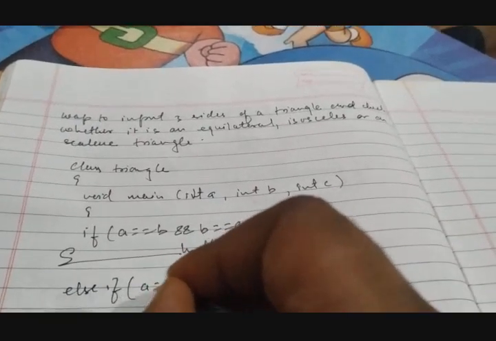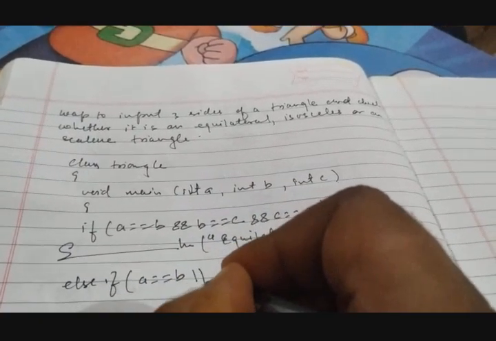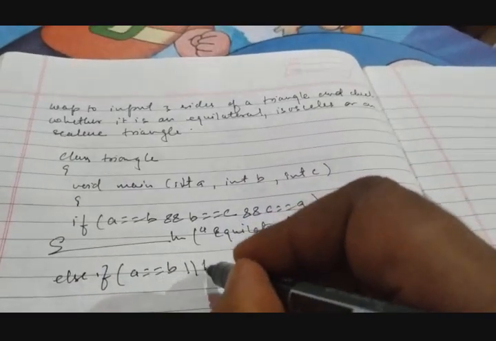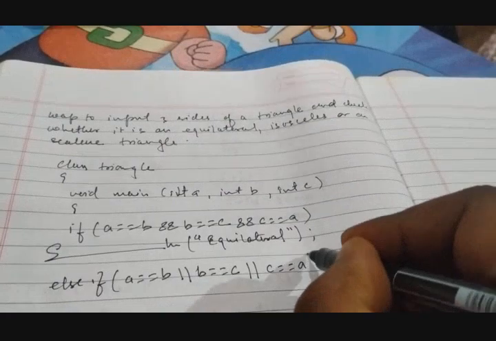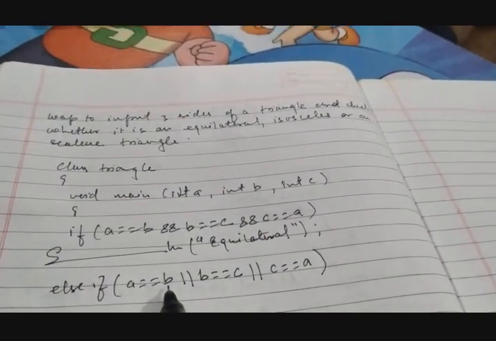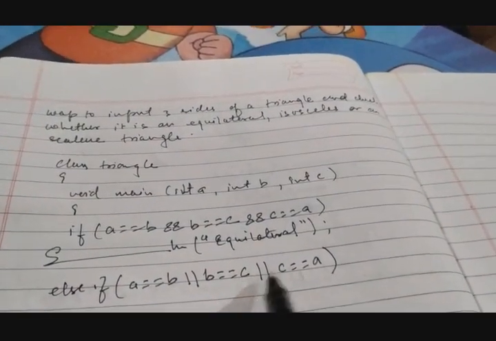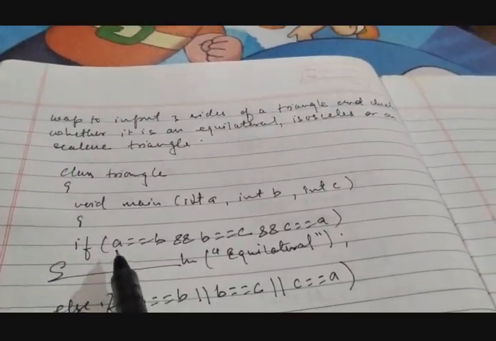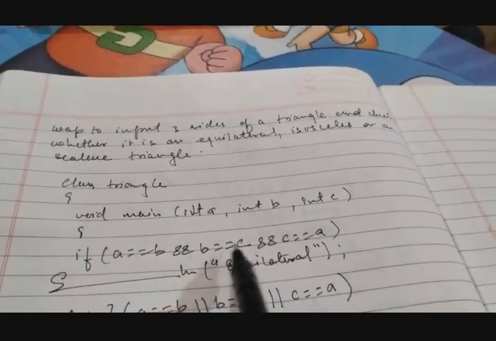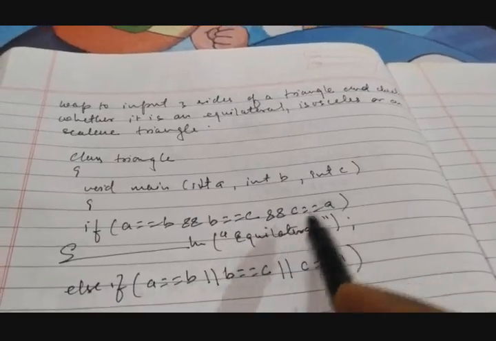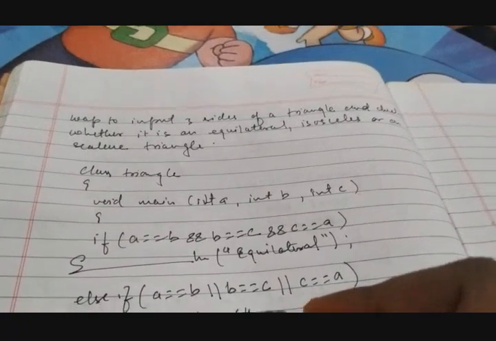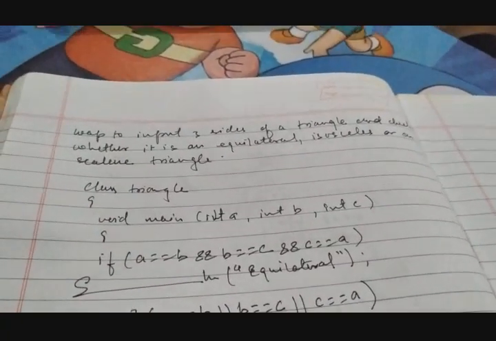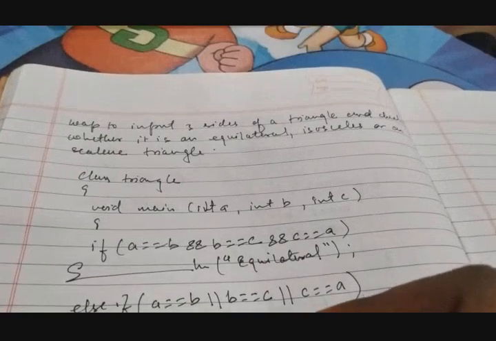Else if A is equal to B, or B is equal to C, or C is equal to A. That means either A equals B, or B equals C, or C equals A. But here, for equilateral, A must be equal to B, and B must be equal to C, and C must be equal to A, then only equilateral. So it's an isosceles.